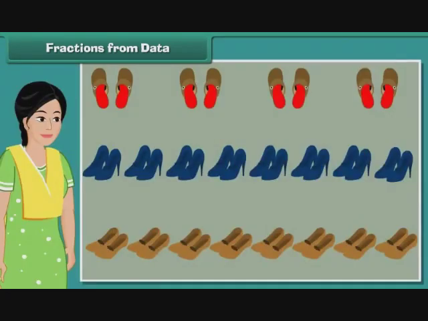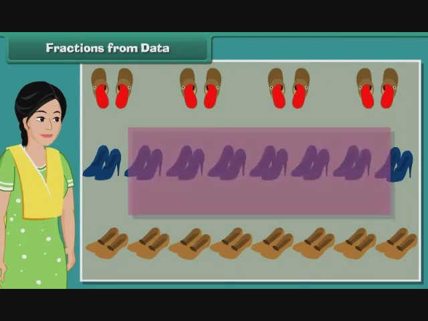Consider another example. Rishabh's mother owns 20 pairs of footwear. Out of these 20 pairs, 4 pairs are slippers and the rest are all sandals and shoes. What is the fraction of sandals and shoes owned by Rishabh's mother?